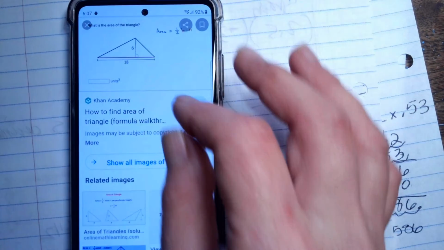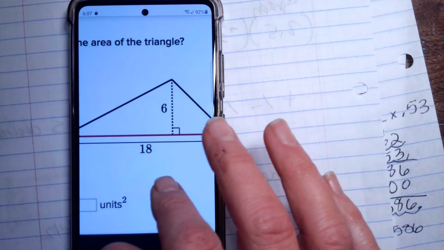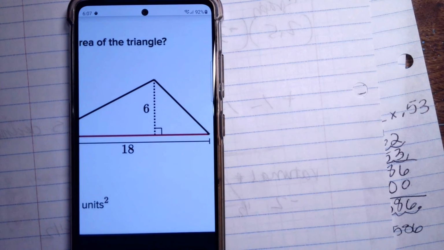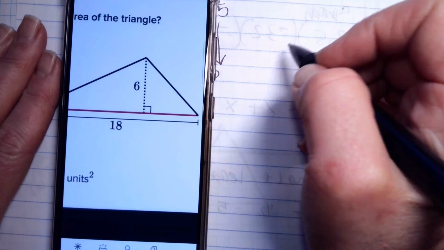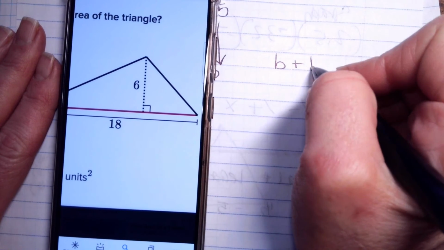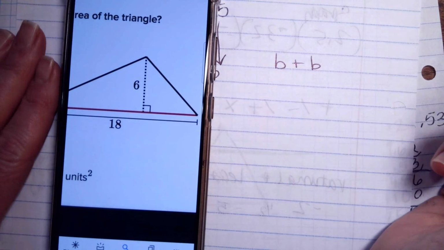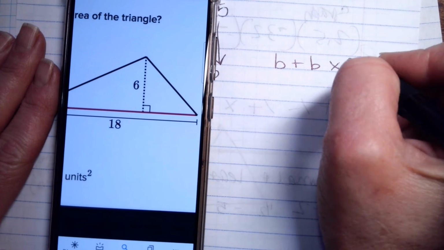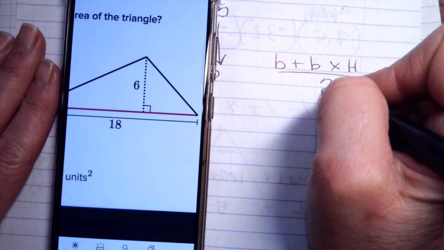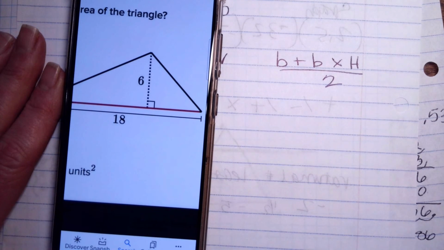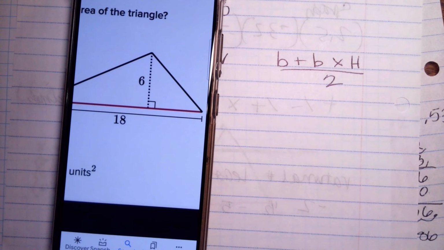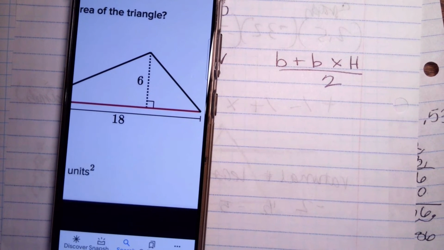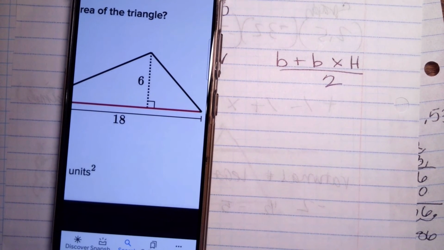Oh, wait, sorry, I said 1/2. I meant divided by 2. So for the formula, what we did in class was we did base plus base, like that, times the height, and then divided by 2. Like that? Yeah. Okay. So you do it and I will do it and we'll compare answers. Okay, so for 18 and 6.